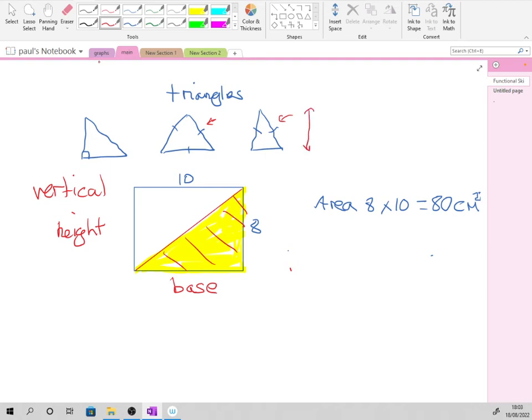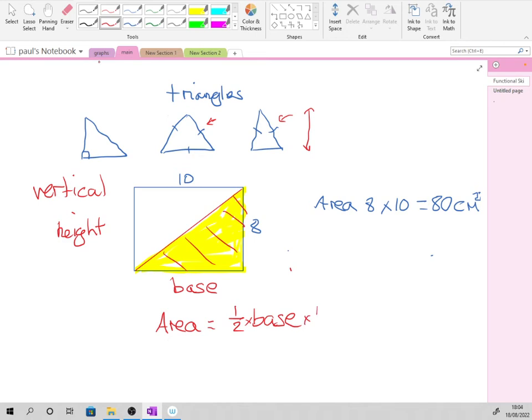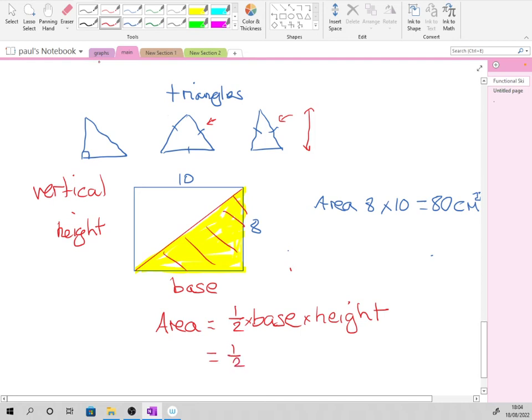Now, the formula for the area of a triangle, remember, it's half the size of a rectangle. So we're going to have the half times the base times the height. If we just did base times height, we'd work out the rectangle area. If we do half base times height, we work out the triangle's area. And that can be abbreviated to half BH. So area equals half BH.